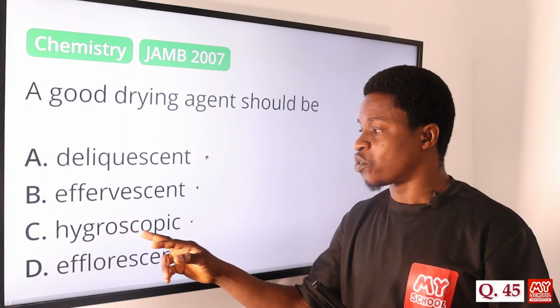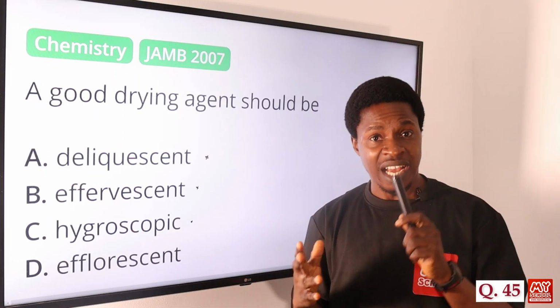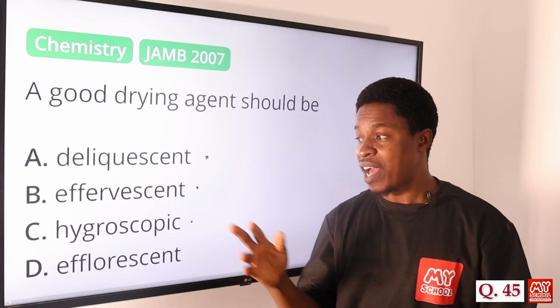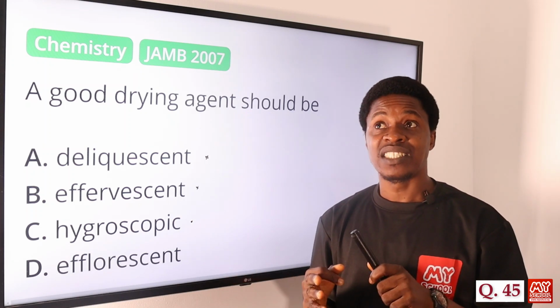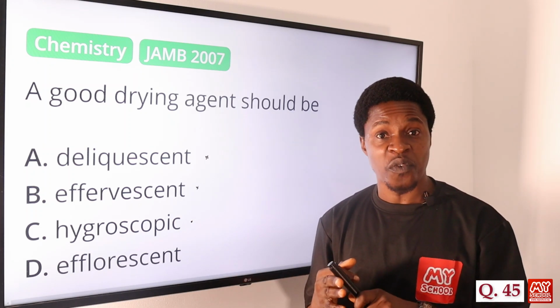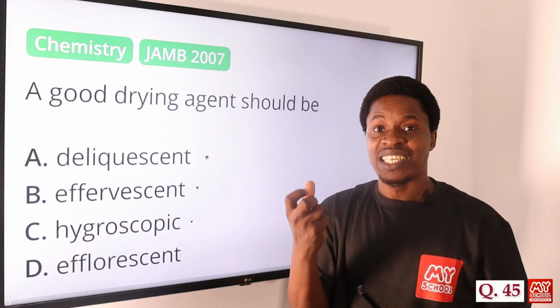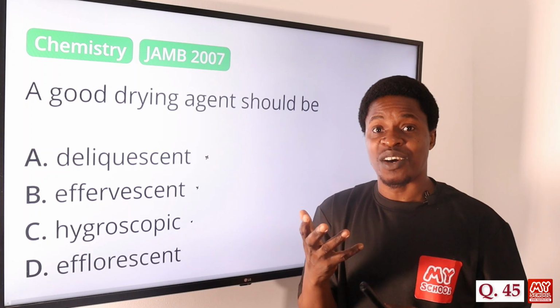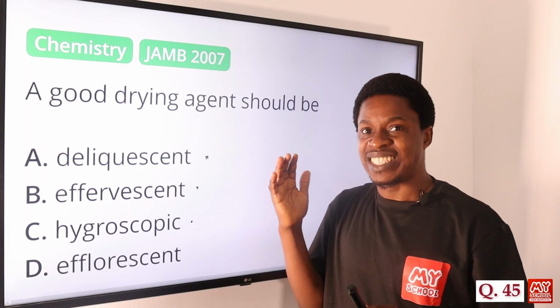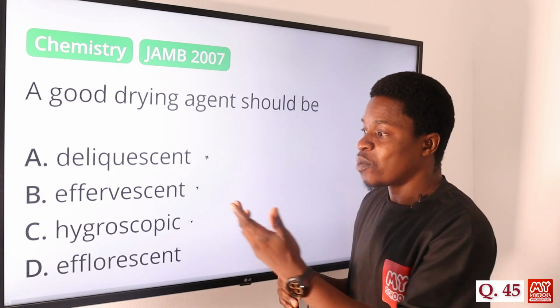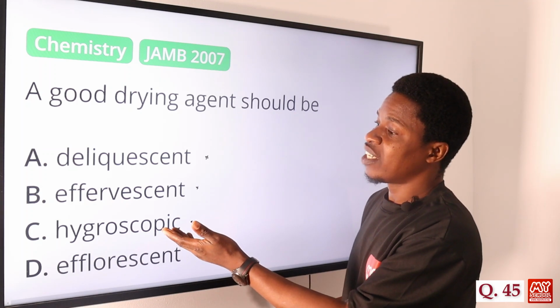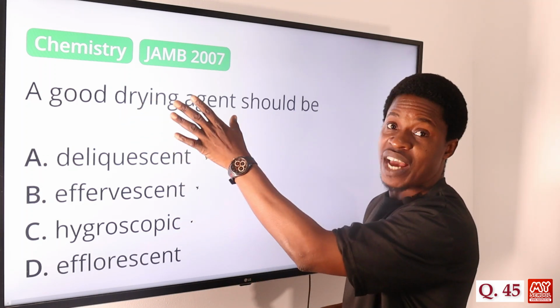So examples of hygroscopic substances are silica gel, and calcium oxide is another example. In fact, concentrated sulfuric acid, H2SO4, is also hygroscopic. It has the ability to dehydrate. That's why we talk about dehydration of ethanol to form ethene. That is what hygroscopic means. So hygroscopic substances usually are good drying agents.